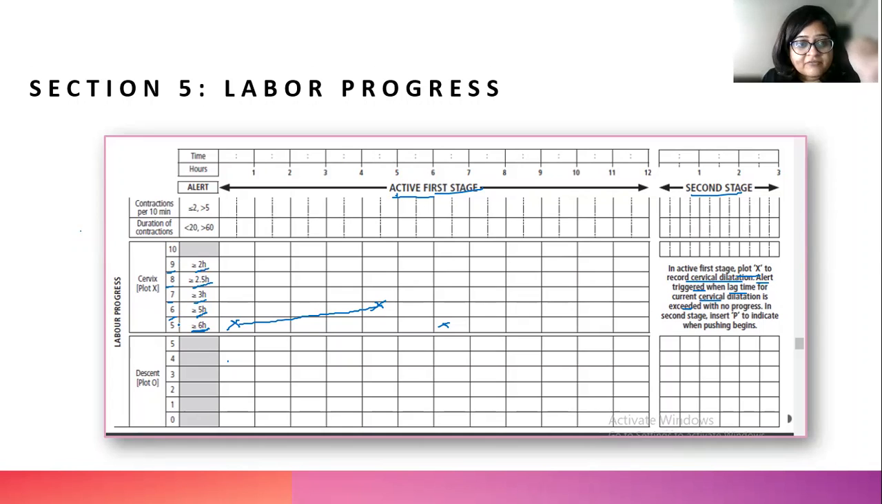So remember this, 5, 6, 7, 8, 9. And what are the numbers? You need to remember 6, 5, 3, 2.5, 2. So 5 to 9, you have to remember because once she's 10, she comes to second stage. But 5 to 9, remember 6, 5, 3, 2.5, 2. This is something you need to remember, because this has completely changed from 1 centimeter per hour.